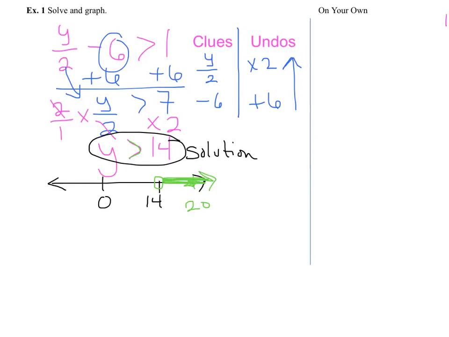And you can also do the check on the arrow. The arrow's facing to the right, so on the line it should be facing to the right. So you can always double check that. So the solution to this inequality is any number greater than 14.